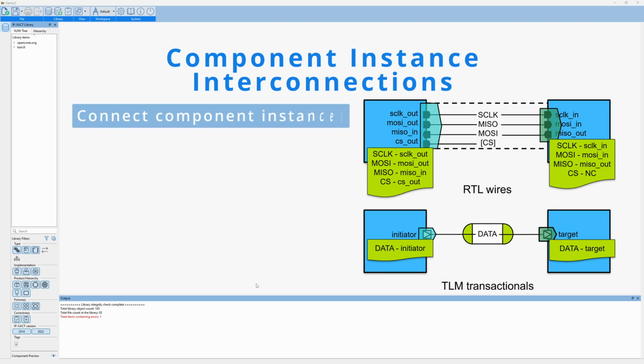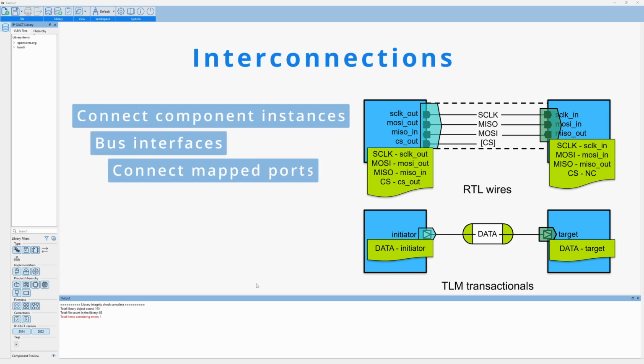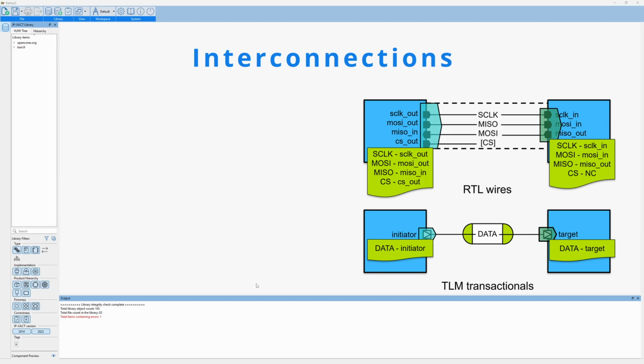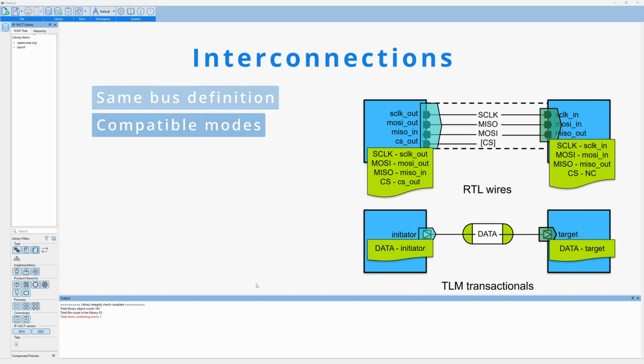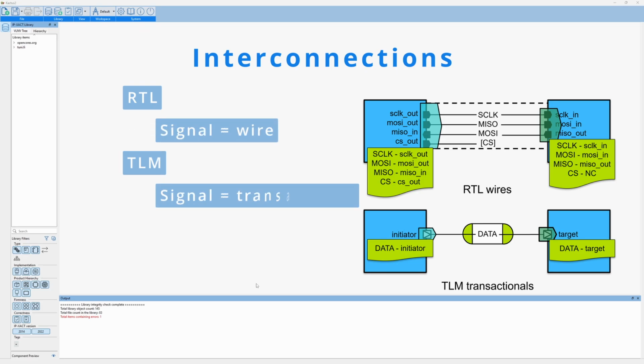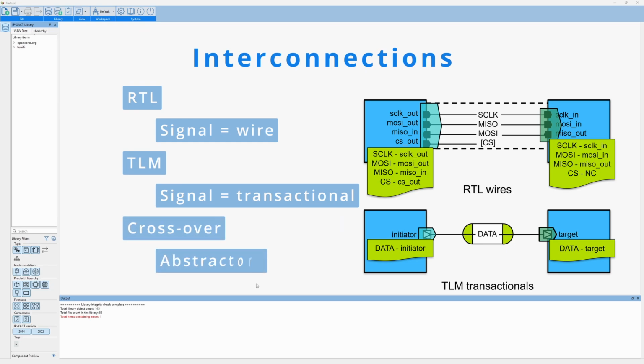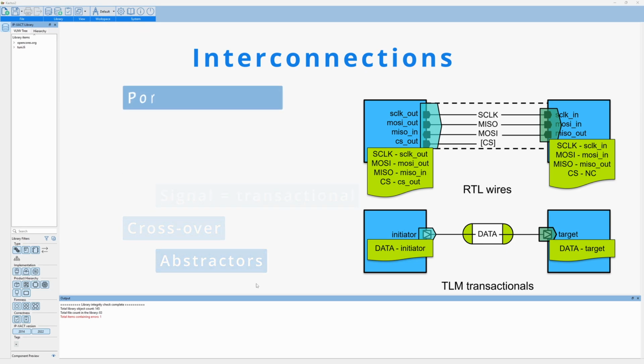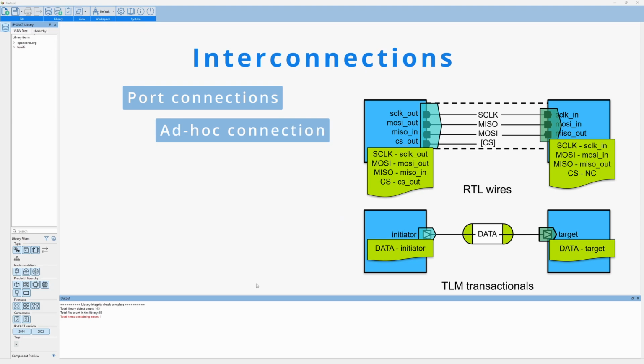Interconnections connect the component instances through bus interfaces. This way the ports mapped in the bus interfaces are connected. In order to connect bus interfaces, they must use the same bus definition and have compatible modes. Interconnections are similar for both RTL and TLM models. An RTL signal is called a wire, while a TLM signal is called a transactional, and RTL-TLM crossover is done with abstractors. For connecting individual ports, ad hoc connections are used.